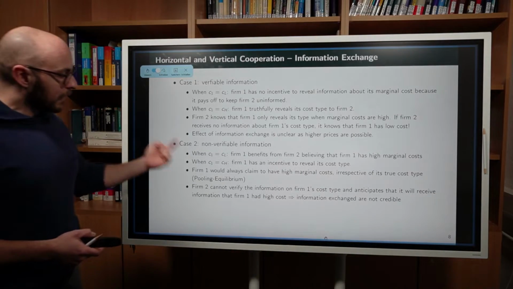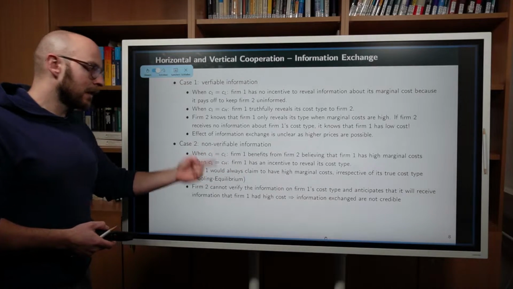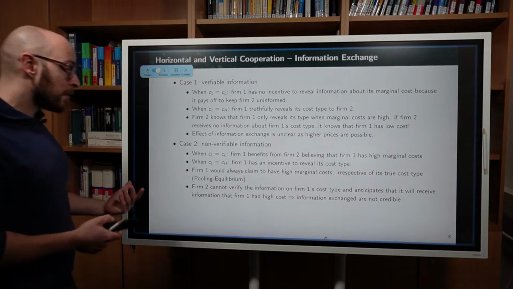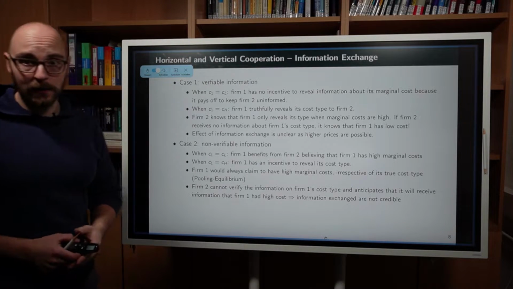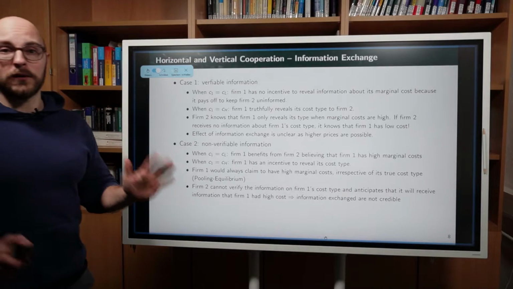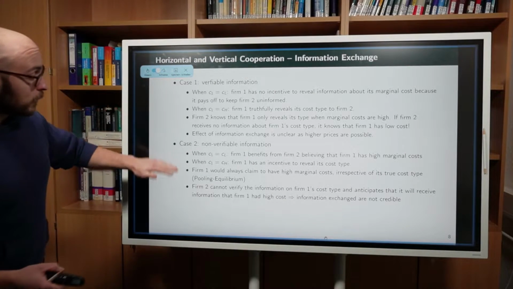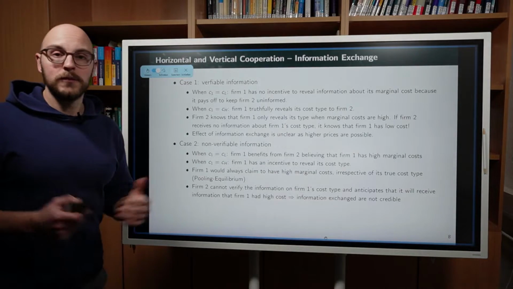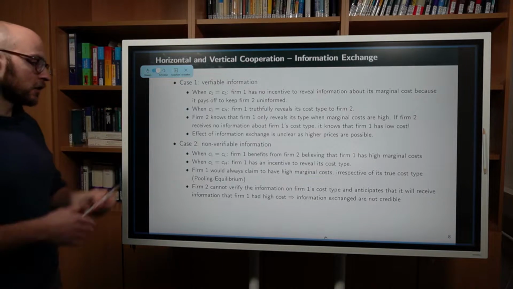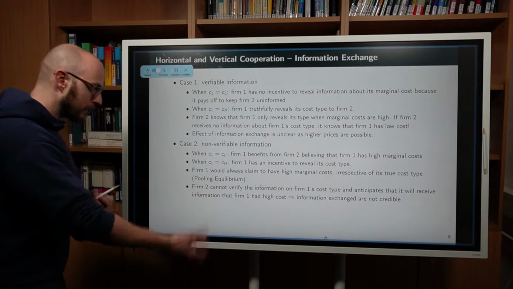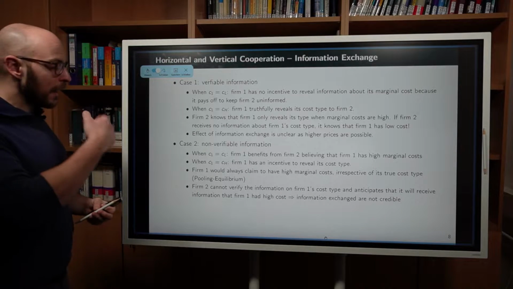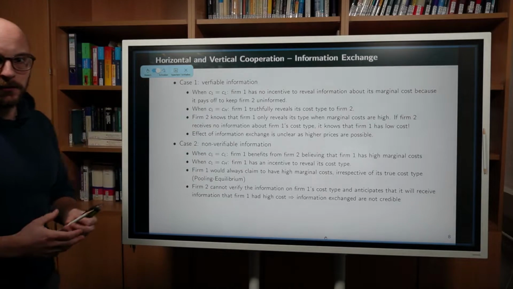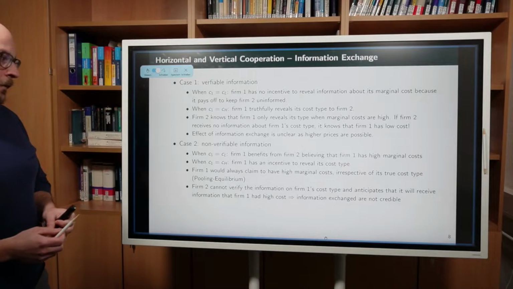When firm 1 actually has high cost, then it has an incentive to reveal its type truthfully, right? So what happens is that firm 1 always tells firm 2, look, I'm a high cost type. That's what we call a pooling equilibrium. So firm 2 cannot use this information to its advantage by any means, because it will always receive the same information and it cannot verify it. So it will not believe the information that it receives, right?